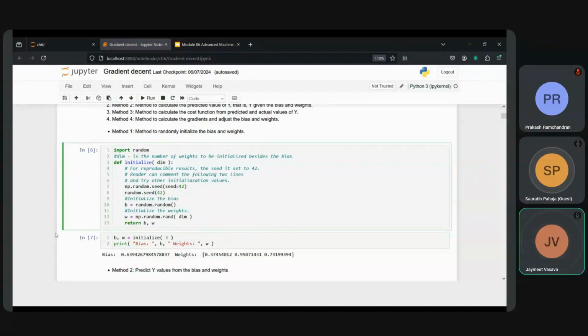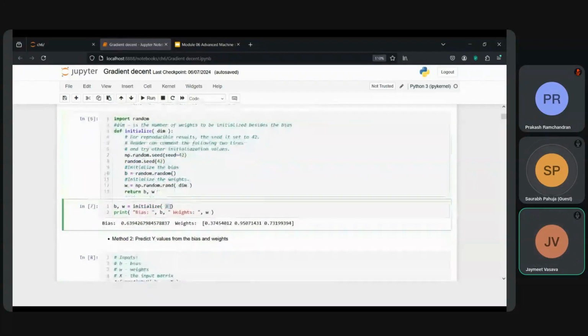So when we run this function, we get the bias and the weights. Remember that we gave it for three columns. The bias that we get is this value. Then the weights for TV, radio, newspaper are 0.37, 0.950, and 0.731.